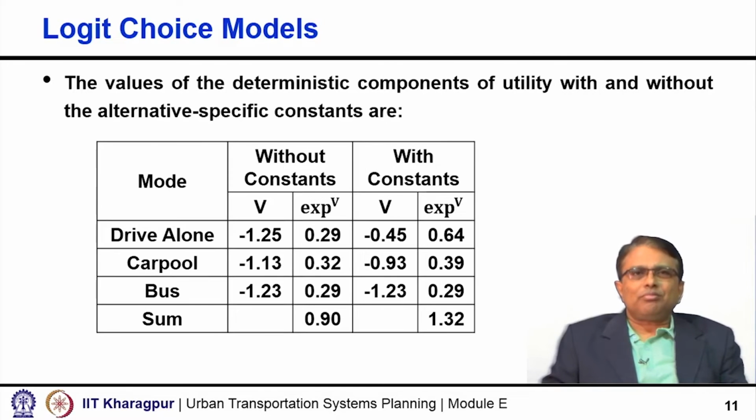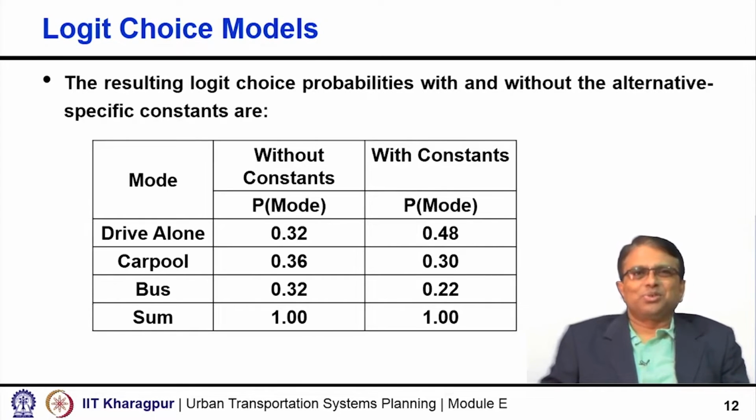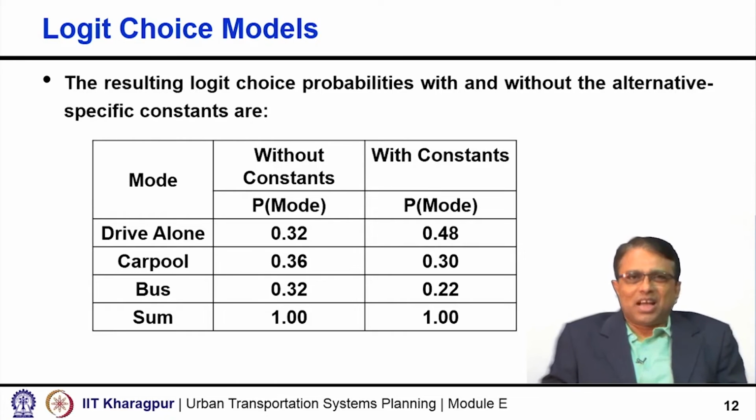And you see, because of this drive alone, the high positive value of the AC, the e to the power utility value is much higher. See, without constant it was 0.29, whereas when we consider the AC, the value goes to 0.64. So, utility enhances, right. So, utility enhances, what you expect then? The probability of using drive alone will be higher when you consider the AC. That is what is shown here in this next slide.